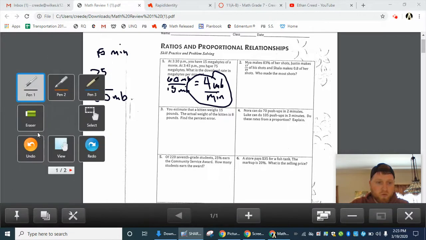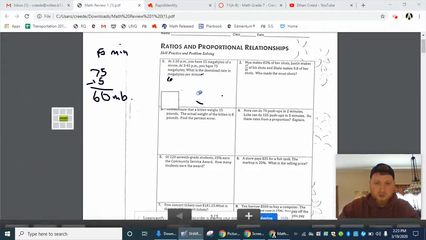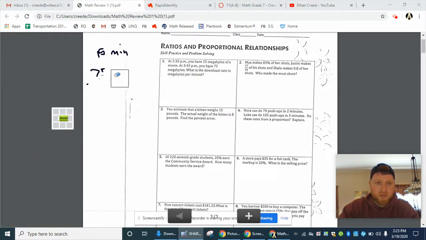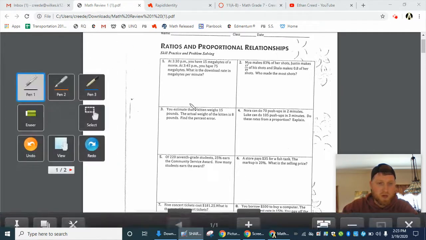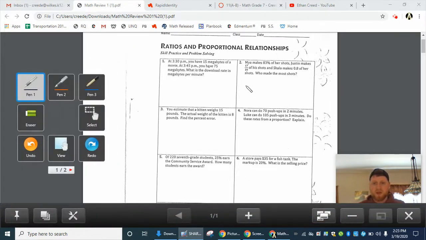I'm going to erase this up here so I can have some room. Now, number two: Maya makes 83% of her shots. Justin makes 17 out of 20 of his shots, and Shayla makes 0.8 of her shots. Who made the most shots? Well, we're looking at basketball, so we look at percentages.